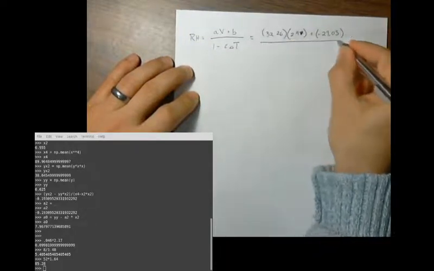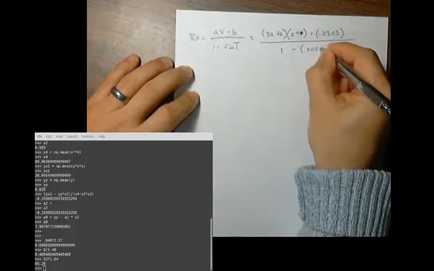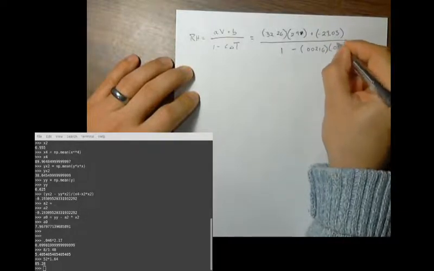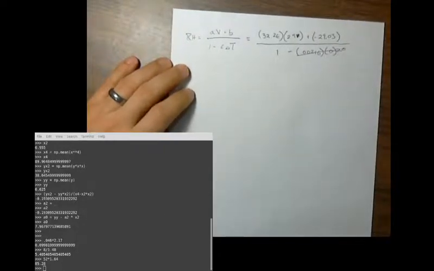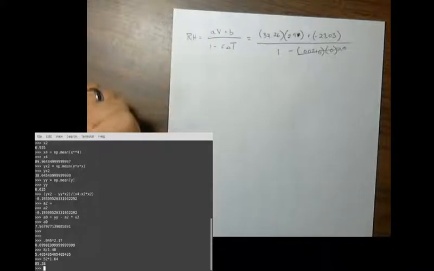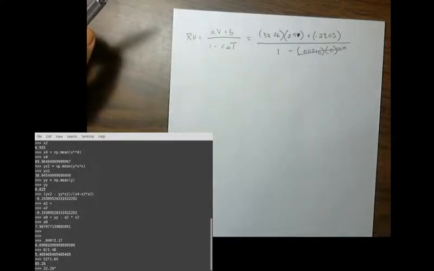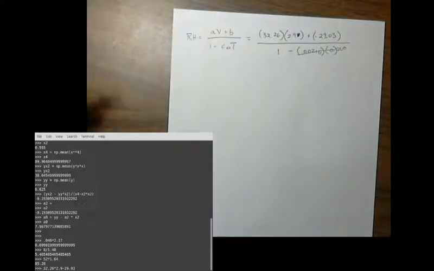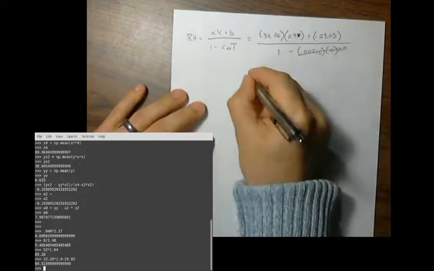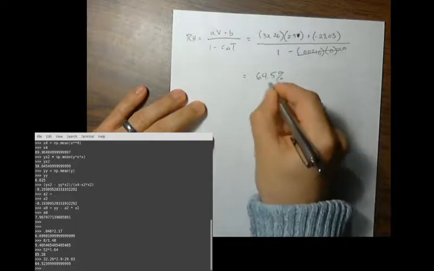And that's divided by 1 minus C delta T. I'm going to go ahead and write it out even though we know it's 0. Delta T was 0, so this is just nothing. Not bad at all. So I click over to my handy dandy Python terminal, and 32.26 times 2.9 volts minus 29.03, and we have 64.5% relative humidity.